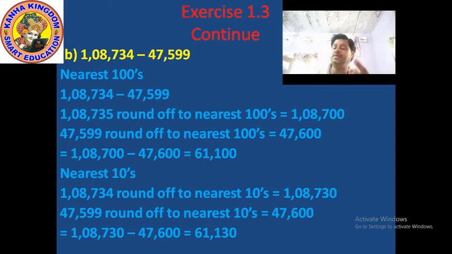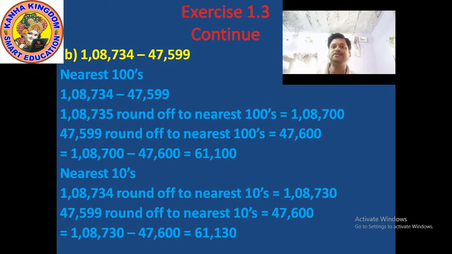Which digit is in the hundred place? 5 in the hundred place. So you have to add one more number in the hundred place, which means 5 plus 1 equals 6. And after that, whatever the digit in the thousand place and 10,000 place, nothing you have to change, you write down the same digit. So when you round off 47,599 to the nearest 100, it becomes 47,600. Okay, so now you know both the figures to the nearest 100.